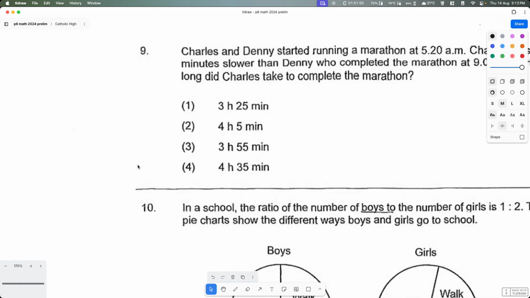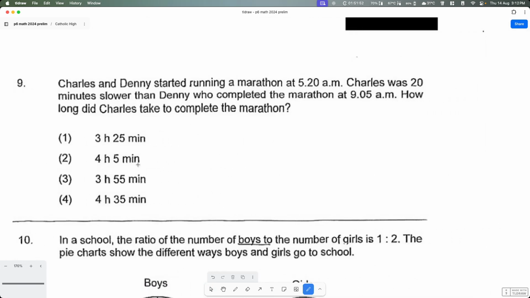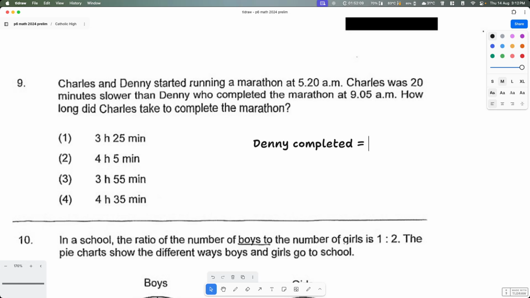Okay, let's move on to question number 9. Charles and Danny started running a marathon at 5:20 a.m. Charles was 20 minutes slower than Danny. Danny completed the marathon at 9:05. How long did Charles take to complete the marathon? So we know that Danny completed at 9:05 a.m.